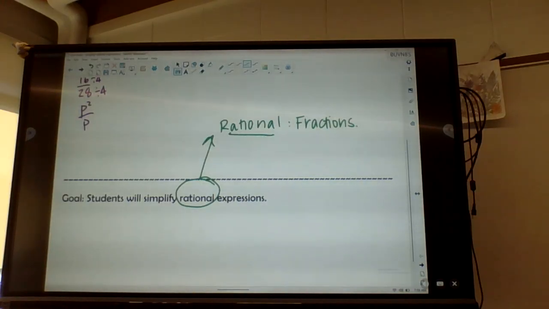And that means that we have variables in the top and the bottom. So we get some pretty complex fractions here. And expressions just means there's no equal sign. So we're not actually solving these equations, we're just working with them the way they are.